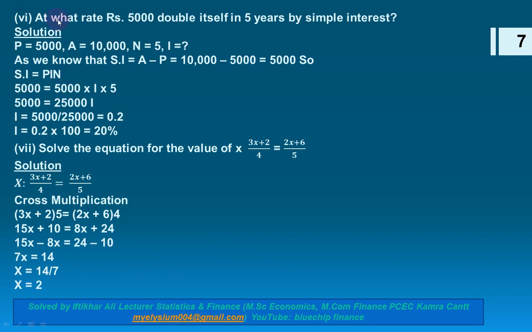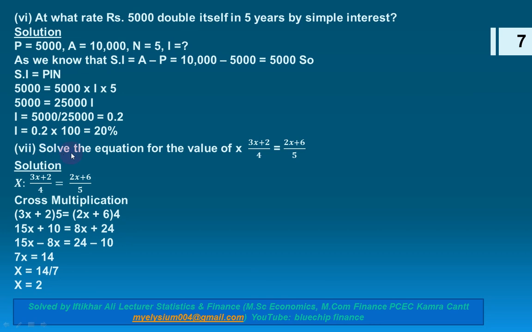Question number 6. At what rate will rupees 5,000 double itself in 5 years by simple interest? So simply take the principal amount as 5,000 and future value or amount will be taken as 10,000 because of double, and n equals to 5 years, and we will have to find out the interest rate. Simply put these values into the formula of simple interest, and we can calculate interest rate, and that is equal to 20%.